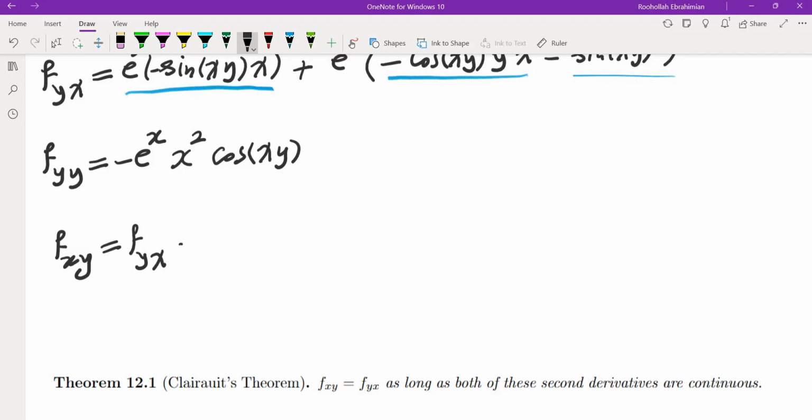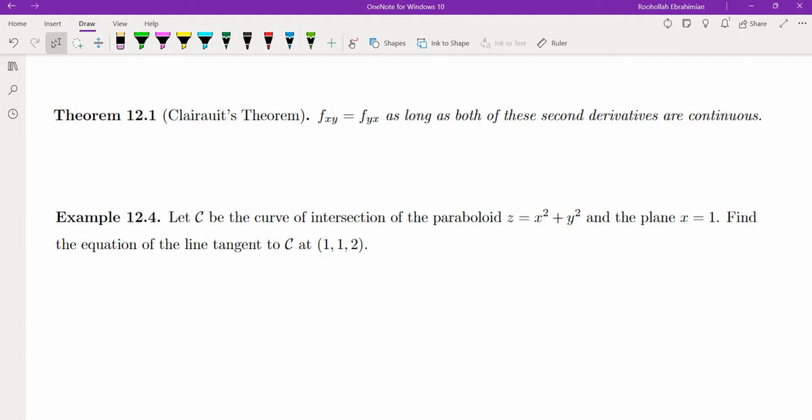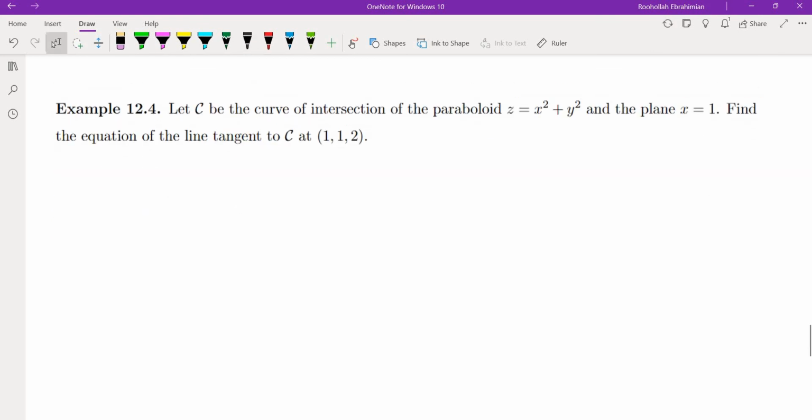This is in fact going to happen for a lot of functions, with one simple condition, this order of differentiation doesn't matter. In fact, in this class, for all functions, this would happen. So here's the theorem that tells you that fact. f sub xy is the same as f sub yx as long as both of these second derivatives are continuous, which would happen for all of the functions in this class.